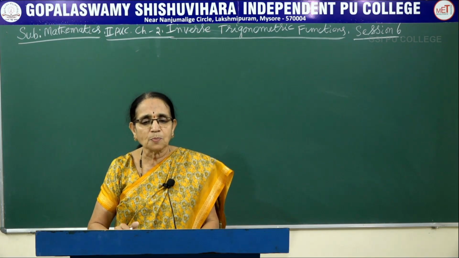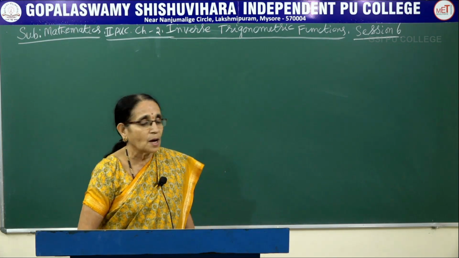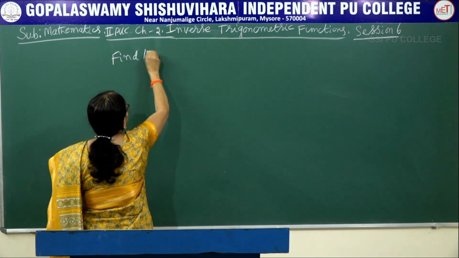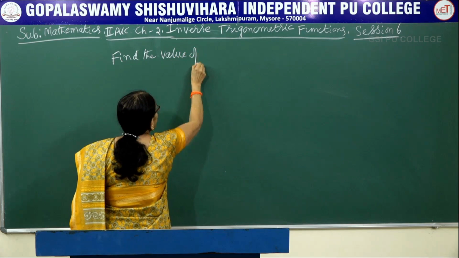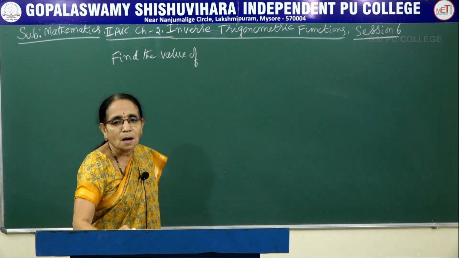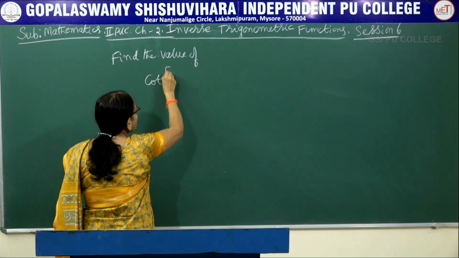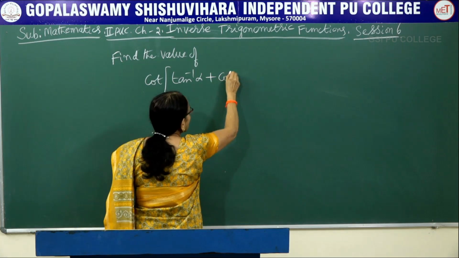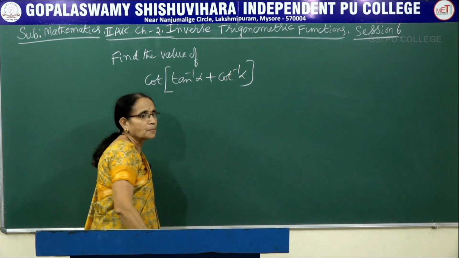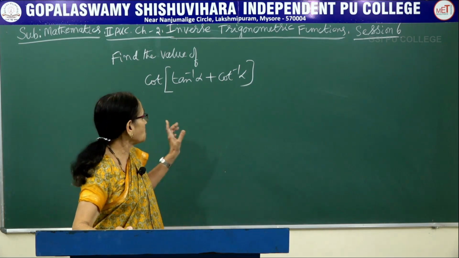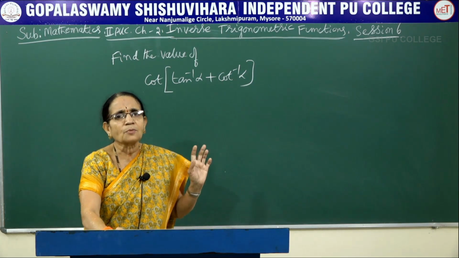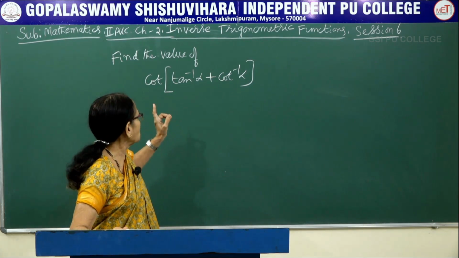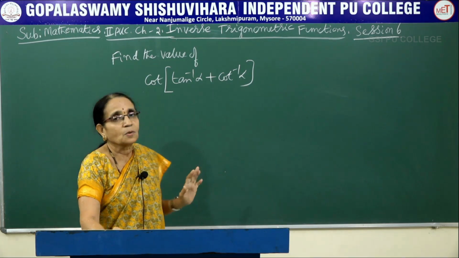Now, let me take the first problem: find the value of cot of tan inverse of alpha plus cot inverse of alpha. Now, in each problem, I am going to use any one of the properties. So, sometimes I may have to use 2 properties also. Now, look at this one, cot of tan inverse alpha plus cot inverse alpha.